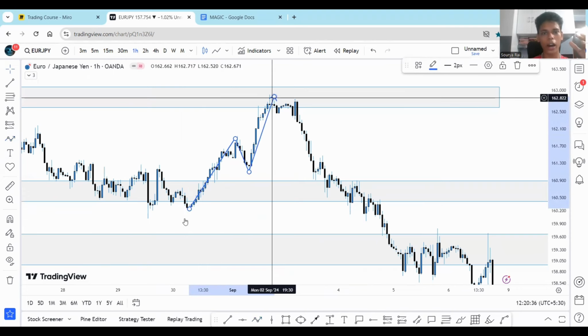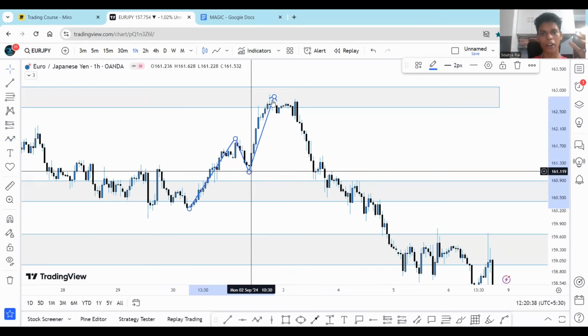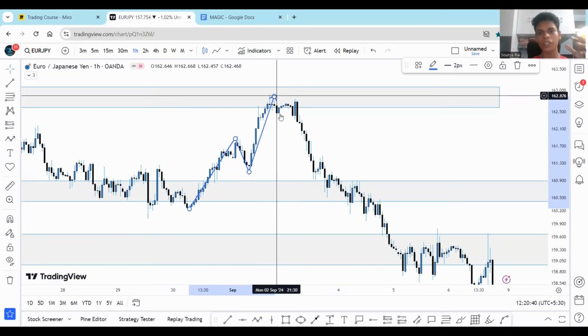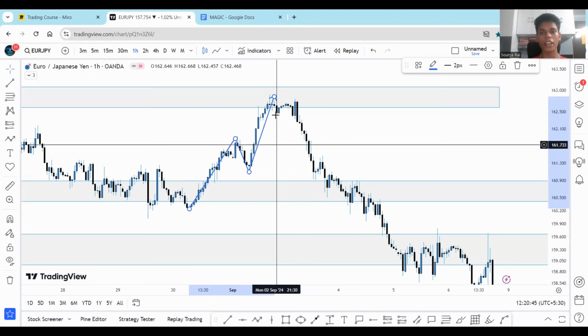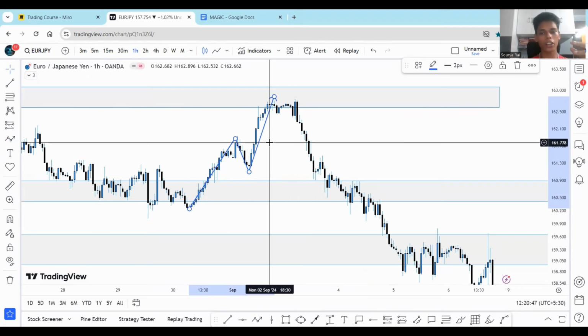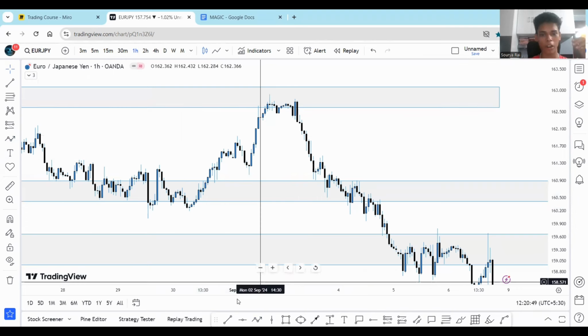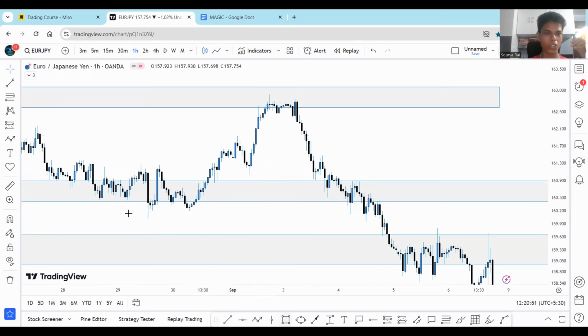This was the higher high, this was the higher low, higher high, and then the market started creating lower lows and lower highs, which acts as a signal that now the market is shifting towards the downside. To get an understanding of consolidating markets, we can see it over here only.